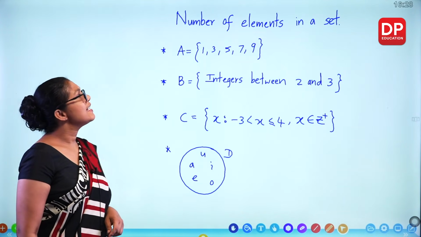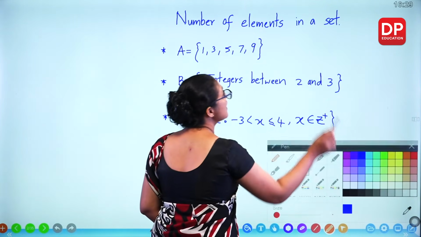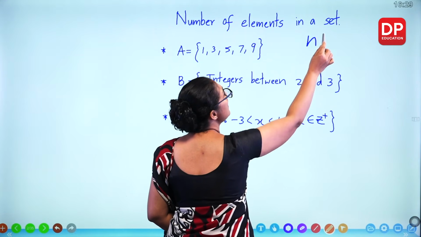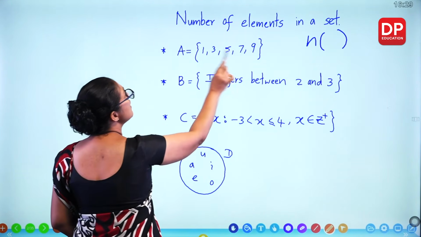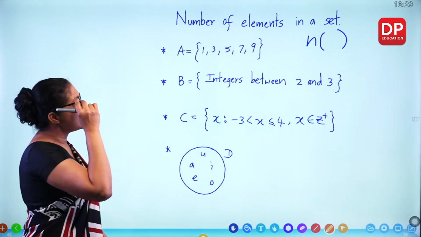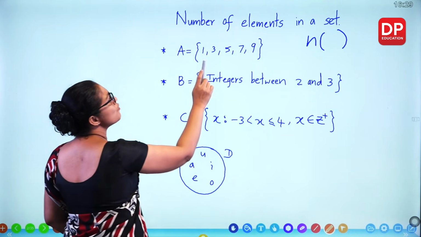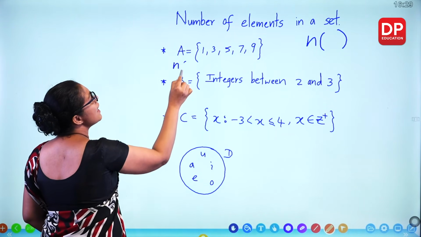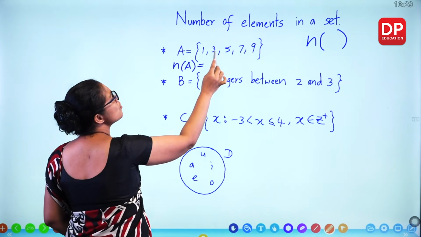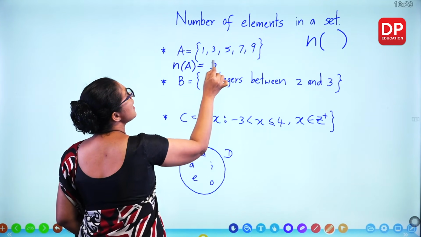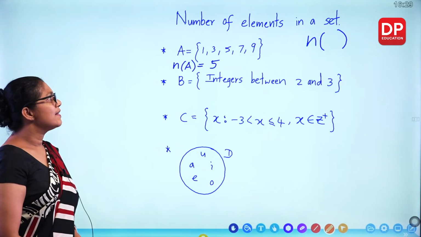Number of elements in a set. What's the symbol we use for number of elements? We can use a simple n and within brackets you write the set notation. In this first example, the elements are given by the listing method. How do you find the number of elements in A? 1, 2, 3, 4, 5. So we can write 5. You can just count how many elements are there in the set.